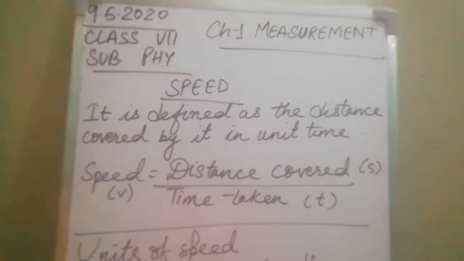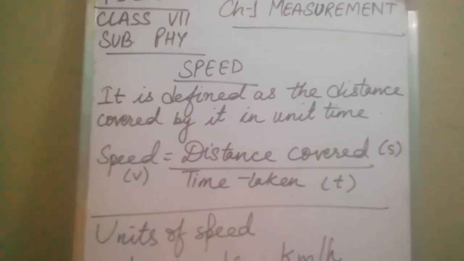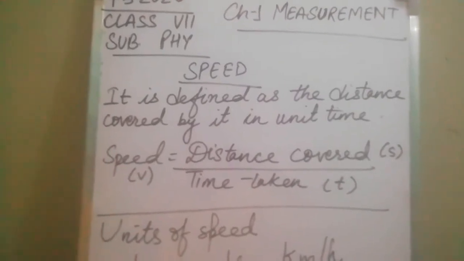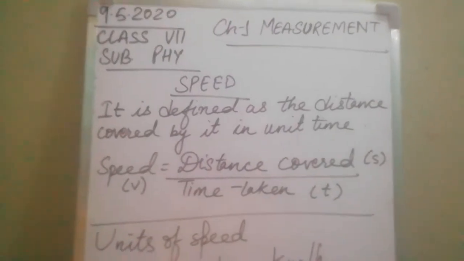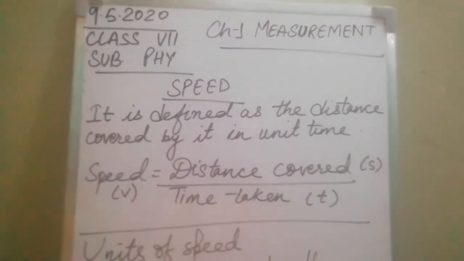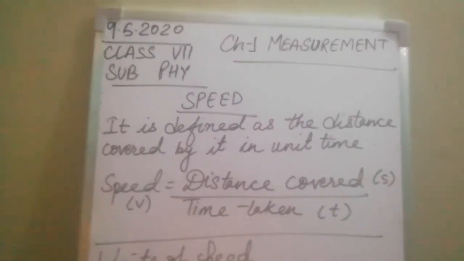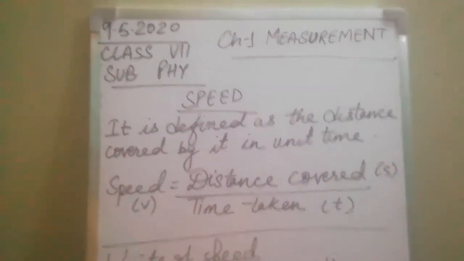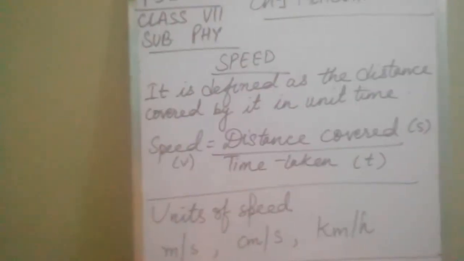Children, in the last video, I had explained to you how to find out the density of regular solids and irregular solids, and I have explained a few activities based on them. Children, I have given you homework to read the chapter and solve the solved examples given in your book. I hope that you all have done that.